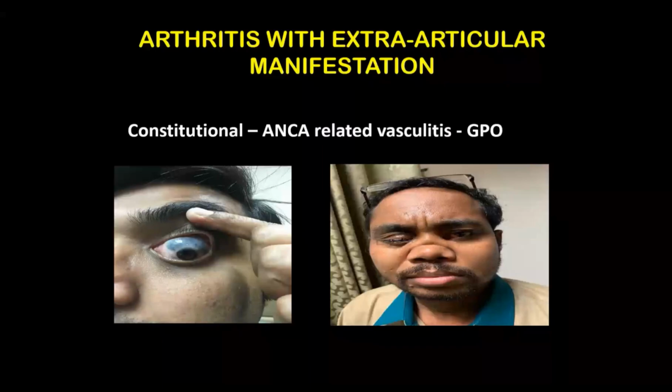And they also develop a saddle nose, which is seen in patients with Hansen's disease. Similarly, there is collapse of the nasal bridge in patients with granulomatosis and polyangiitis. So this is ANCA-related vasculitis, Wegener's disease, or now fashionably called granulomatosis with polyangiitis.